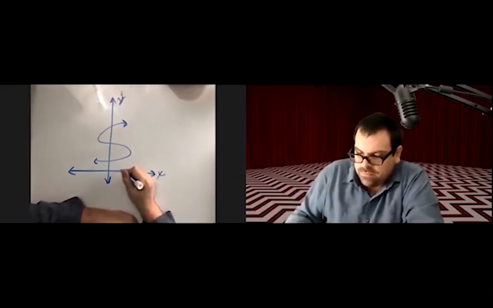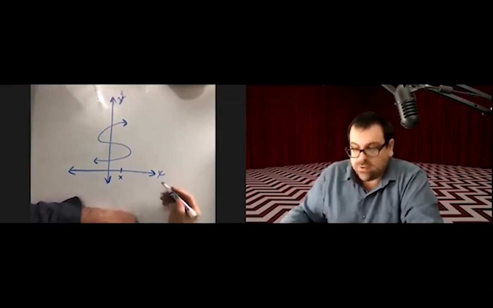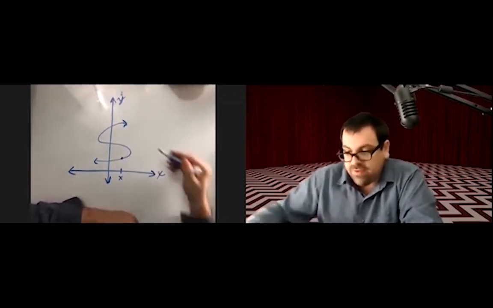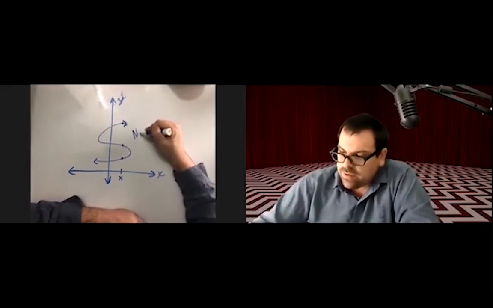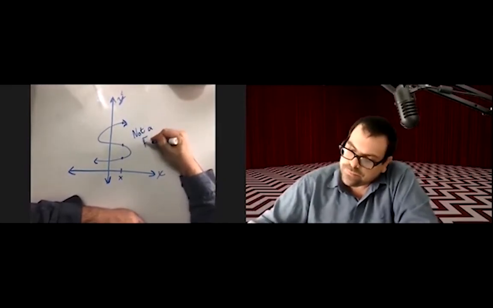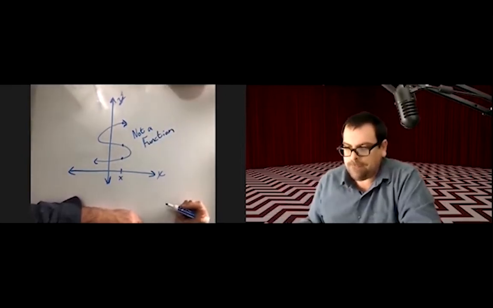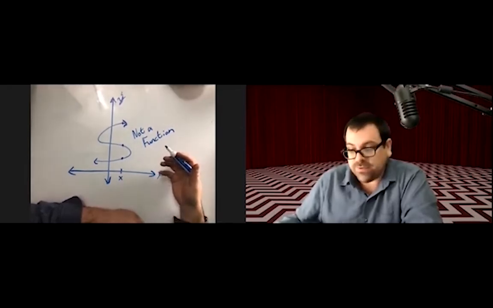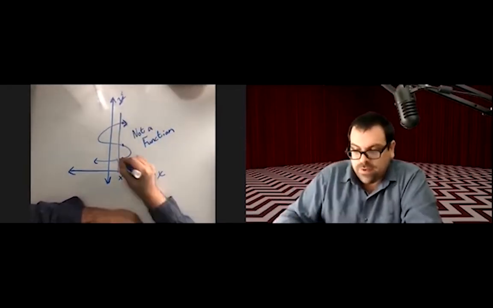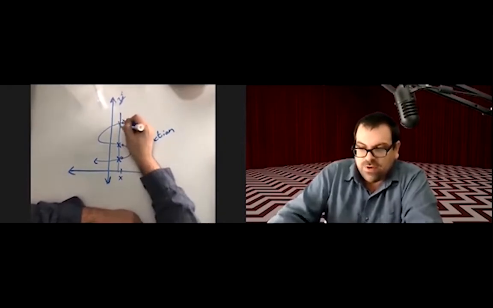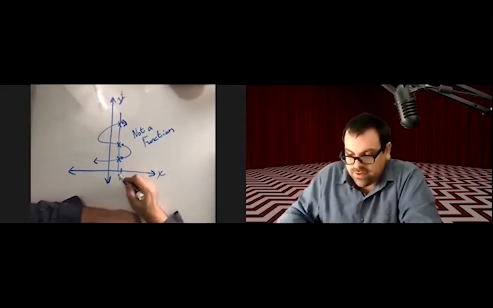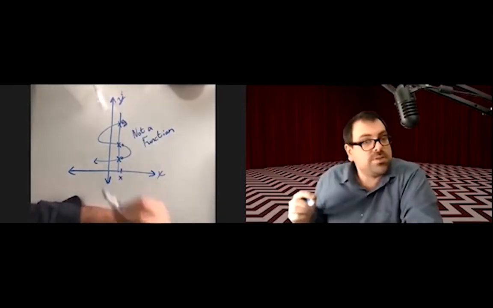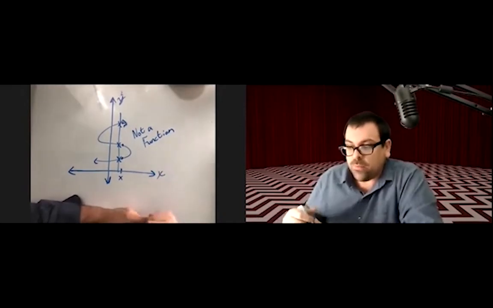Because for, say, this x value here, there's that y value, and there's that y value, and there's that y value. That's where that vertical line test comes from. If you can draw a vertical line and it hits in more than one spot, that means there's an x value that has multiple different outputs. It wouldn't be a function.